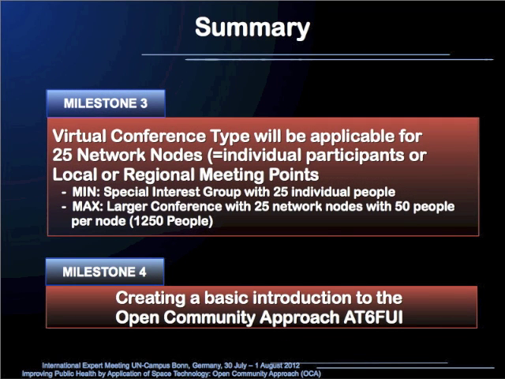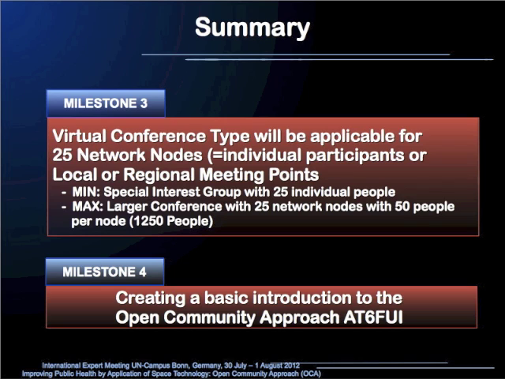We accomplished the third milestone, which shows that the virtual conference will be applicable for 25 network nodes, especially individual participants or local and regional meeting points. For the minimum variant of this type of meeting, it is applicable for a special interest group with 25 individual people from all over the world, focusing on a special public health subject. And the maximum will be a larger conference with 25 network nodes and 50 people per node, which makes 1,250 people joining a larger conference, which increases the face-to-face part at the local and regional meeting points and increases international connectivity by the virtual connection of the network nodes.